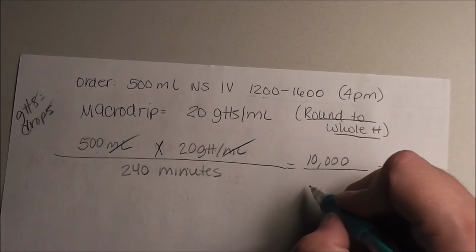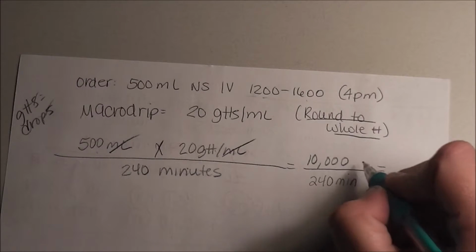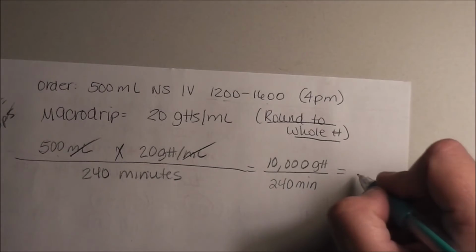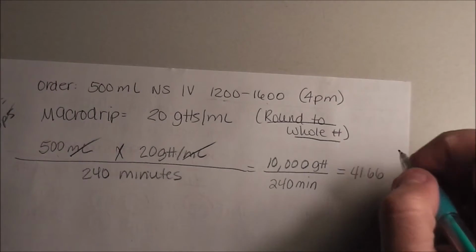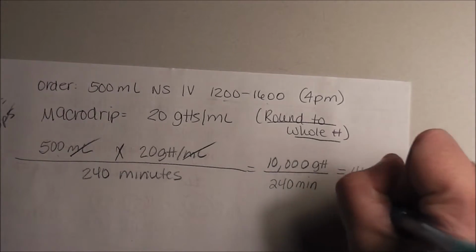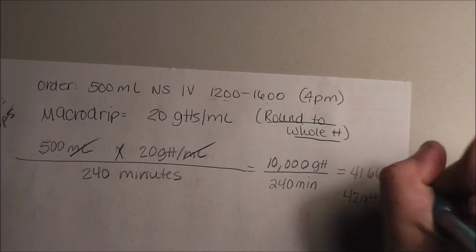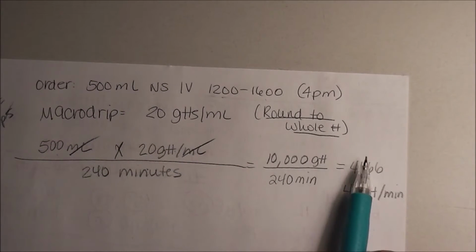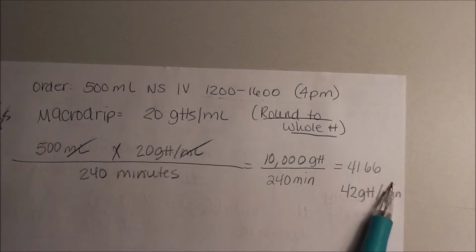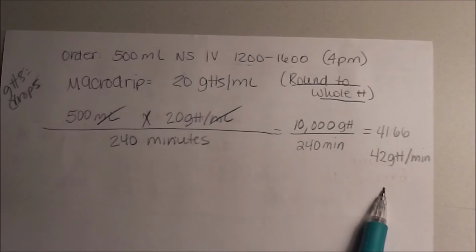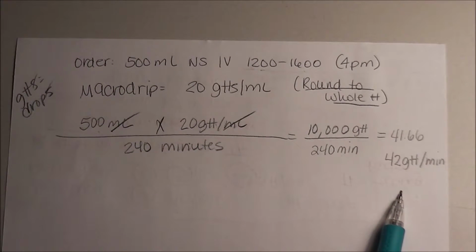500 times 20 is 10,000, over 240 minutes. Then you take your 10,000 divided by 240, which gives you 41.66. It tells you to round to the whole number. This is a 5 or above, so you go to 42 drops per minute. That's your answer if it tells you to round to your whole number. If it told you to round to the first place, it would be 41.7, because the 6 is higher. So you know how to round. If it's 5 or above, it goes up. If it's 4 or below, it goes down.